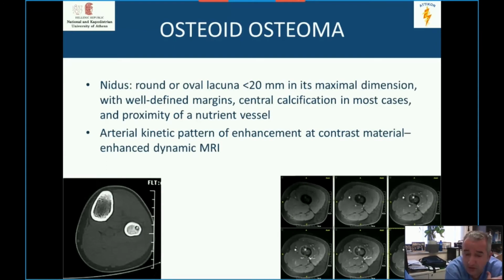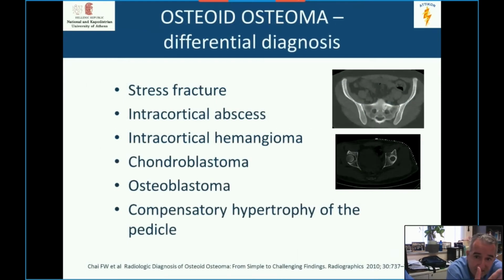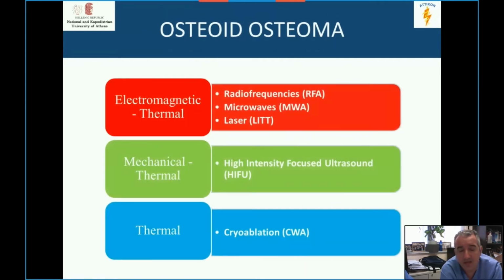If you want to use MRI, you should implement an arterial kinetic pattern of enhancement post intravenous injection of gadolinium in order to be able to locate the nidus easily with MRI. Differential diagnosis includes stress fracture, intracortical abscess, intracortical hemangiomas, chondroblastomas, osteoblastomas, and compensatory hypertrophy of the pedicle in the spine.